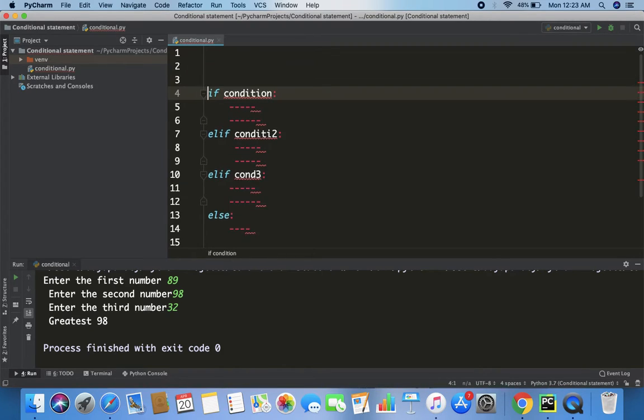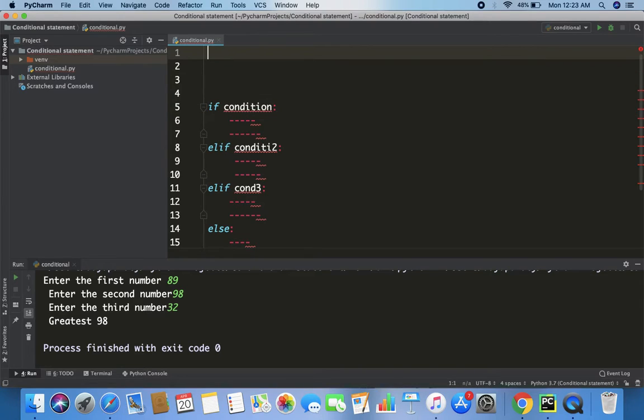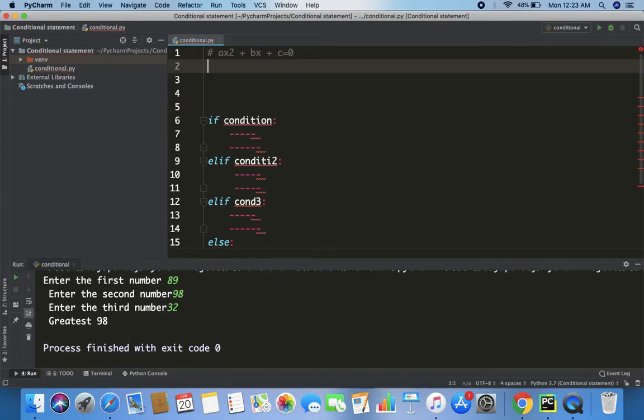For these kinds of situations, we have a very famous equation: how to solve a quadratic equation ax square plus bx plus c equal to 0. I'm trying to solve that one. For that we will take a, b, c, the coefficient of x square, the coefficient of x, and the constant term, from the user, and it goes like this.